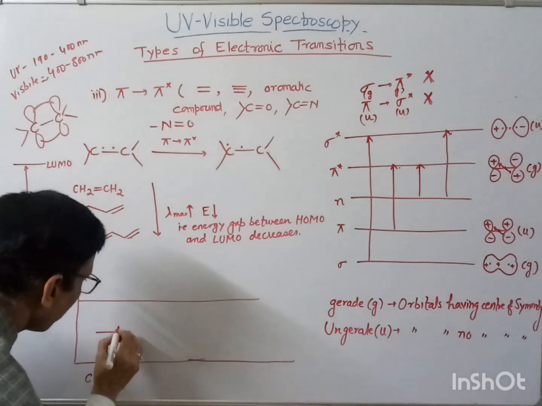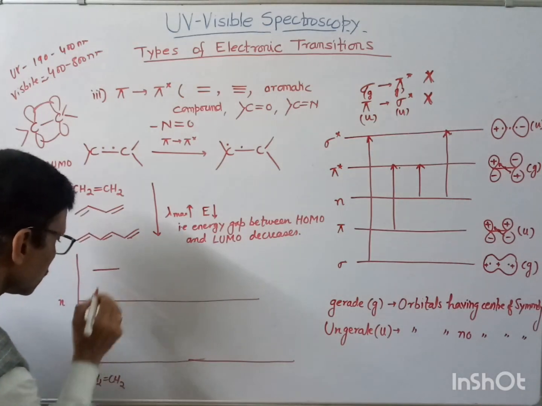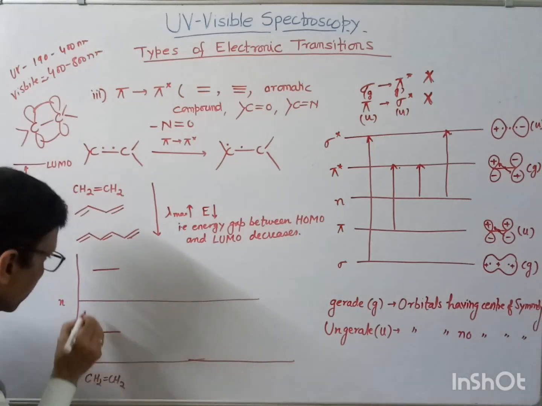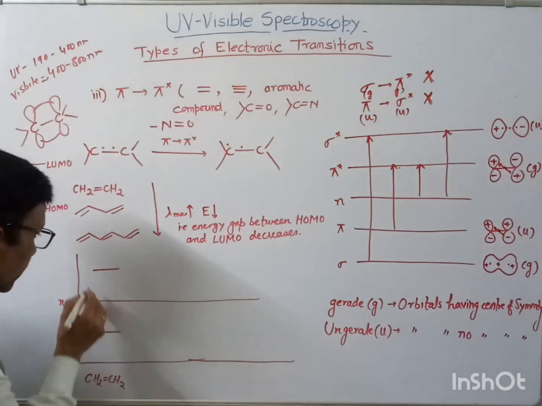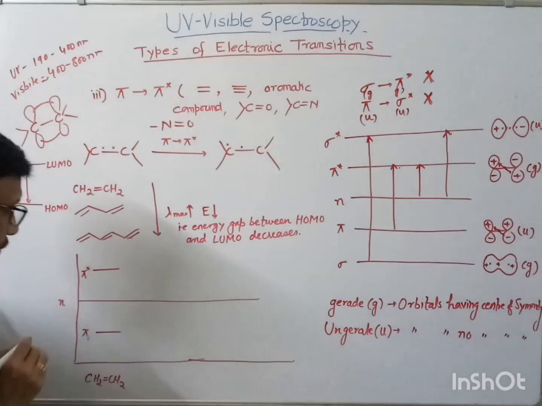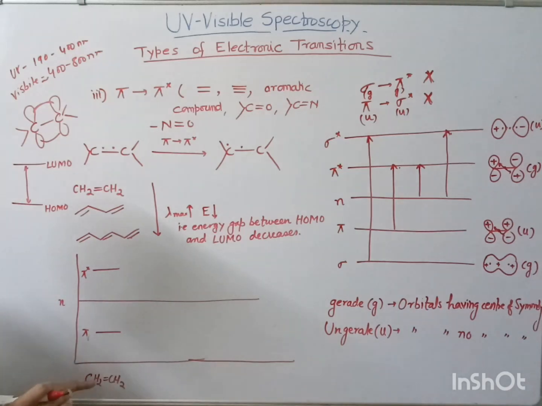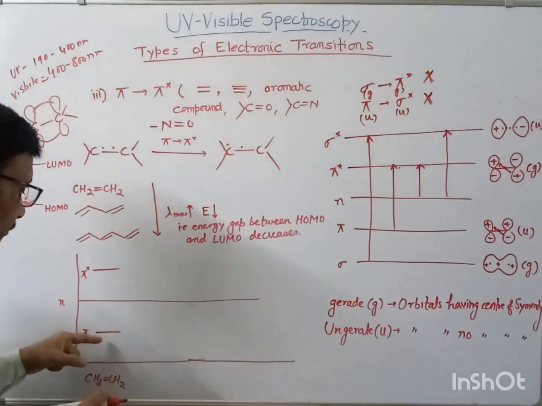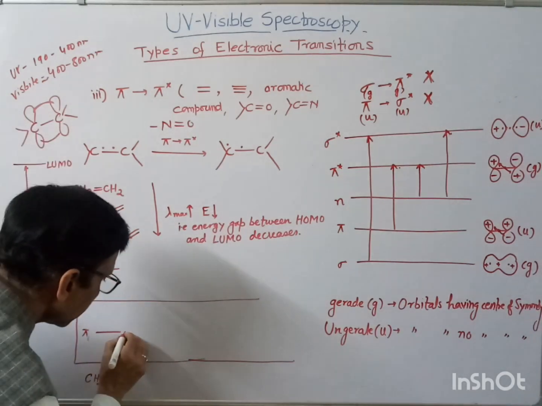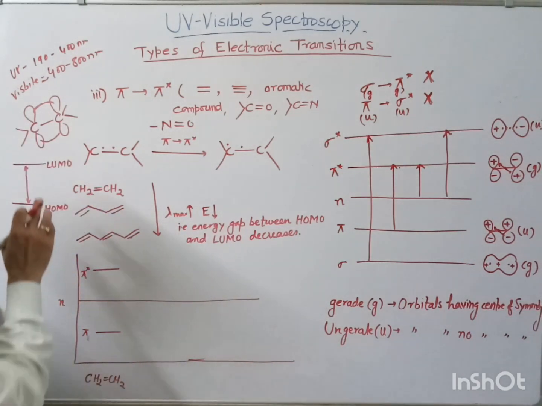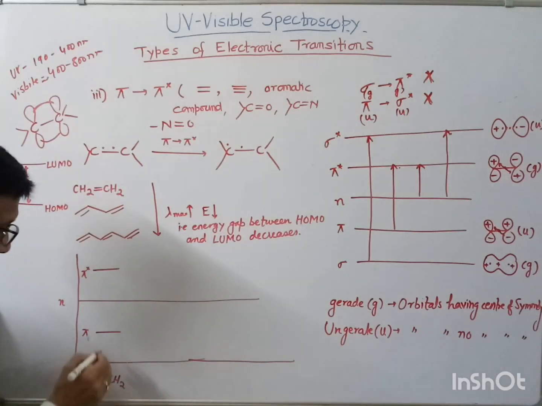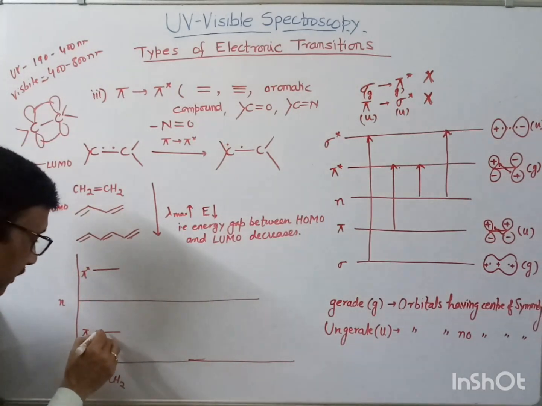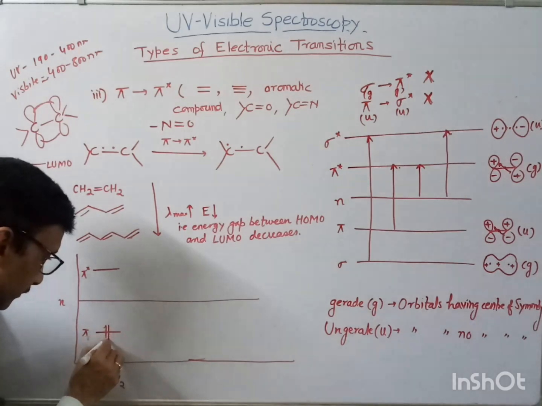So these are the two pi molecular orbitals. Suppose I write this as pi, and this is pi star. In case of ethene, two pi molecular orbitals are there, pi and pi star, and two pi electrons are also present. So the two pi electrons will be filled in the pi molecular orbital.